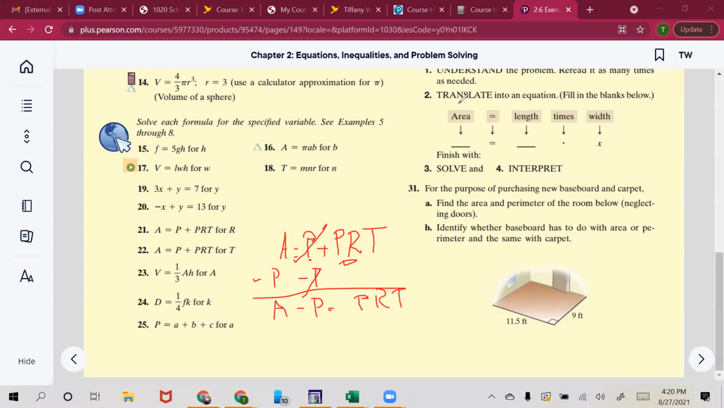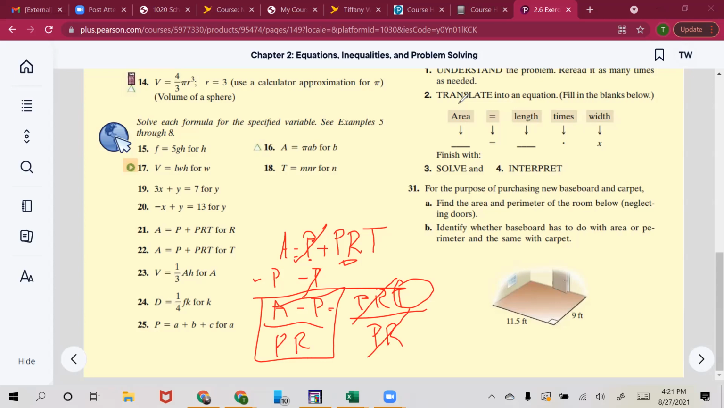All right, still solving for t. So notice it's P times r times t. So to undo P times r times t, I'm going to divide both sides by Pr. And this is the beautiful thing about having variables. You can do it all at once. So those cancel. And this actually ends up being my final answer because I've got t by itself now. So I end up with A minus P over Pr.